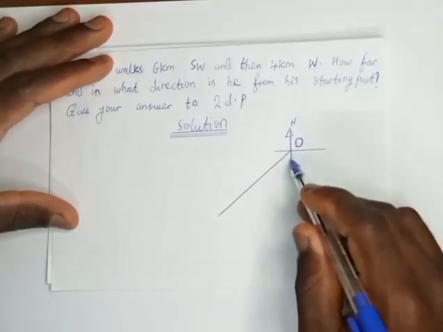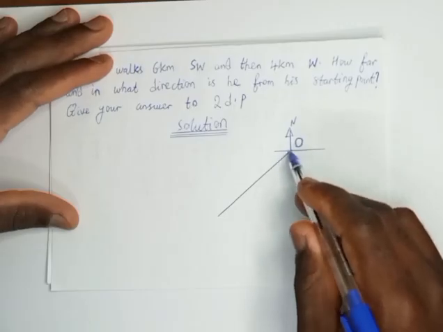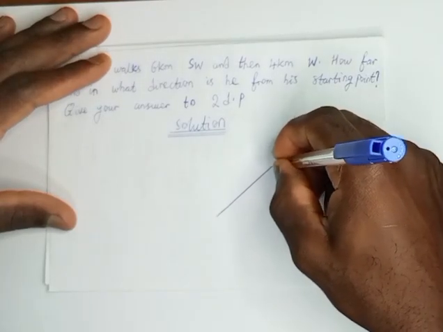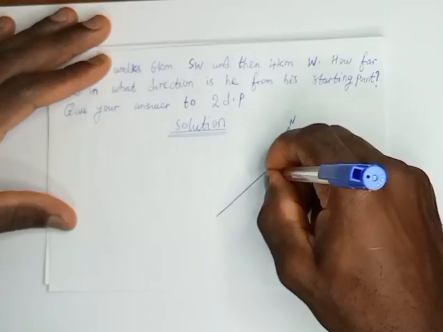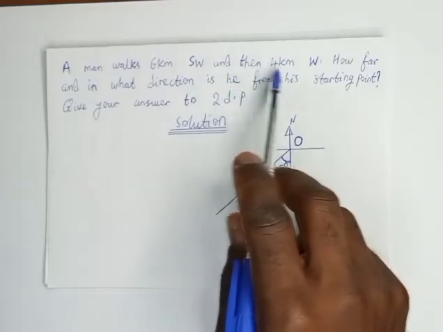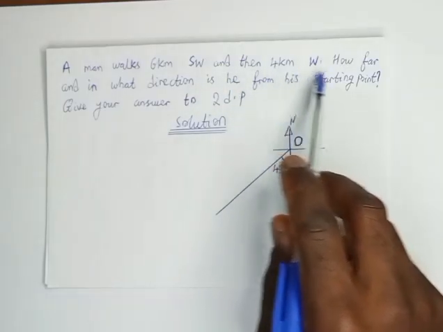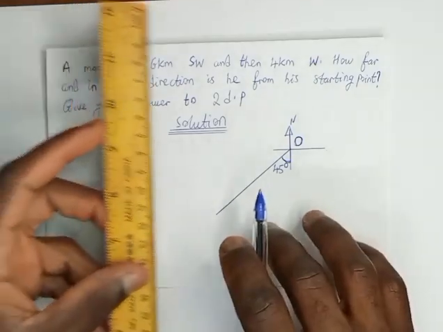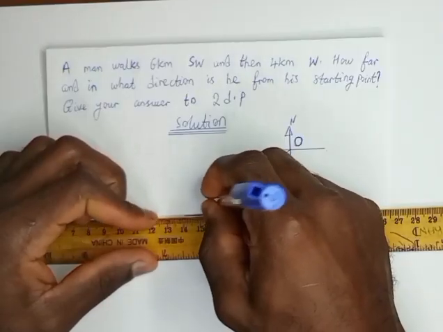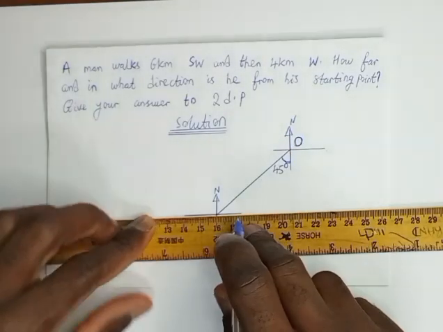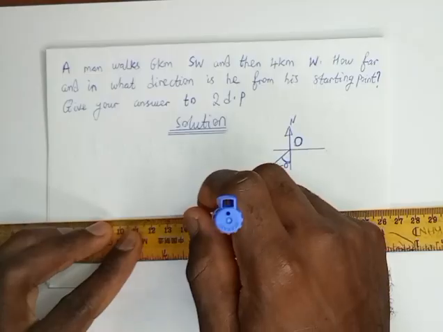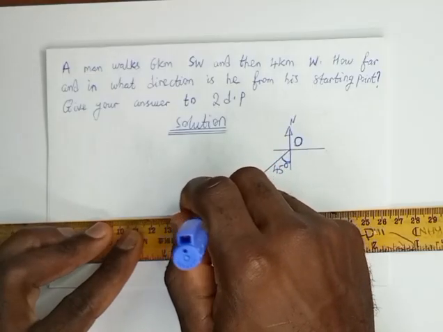These two lines are perpendicular. That means this angle is 90 degrees. So if this angle is divided into 2 equal halves, this one will be 45 degrees. After moving 6 kilometers southwest, the man walks 4 kilometers to the west. This is our cardinal pointer. This is the north. The man moves 4 kilometers to the west. So that's the representation.